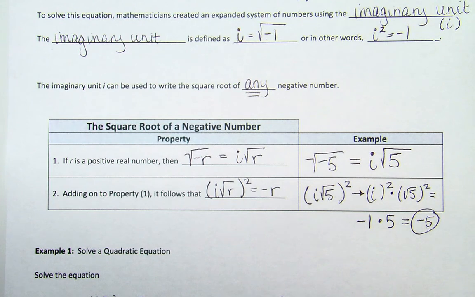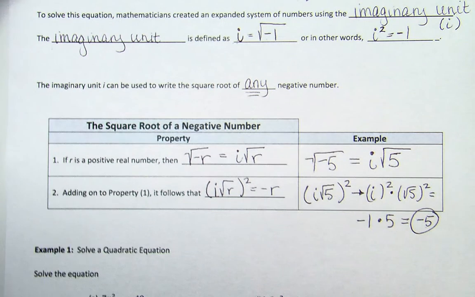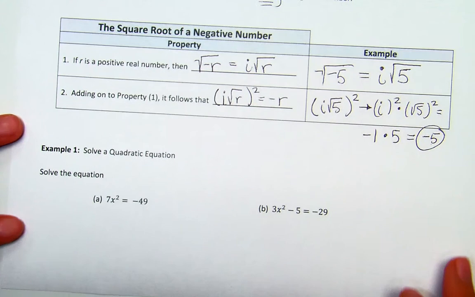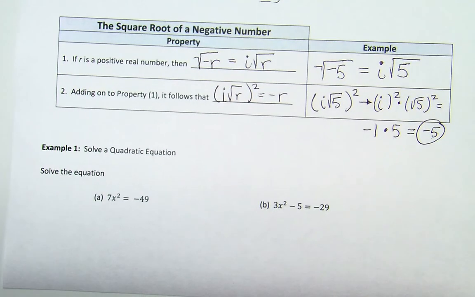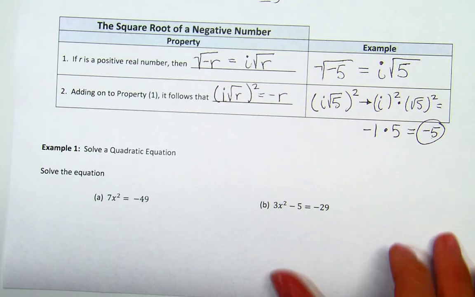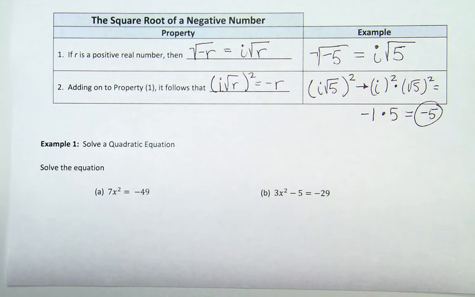Like I said, you don't have to remember those properties verbatim, but it is something that you're going to want to know in the back of your head as we start working with these imaginary units. So let's look at example 1 together. In example 1, they're wanting us to solve the following quadratic equations. Quadratic because we know that our x in this case is x squared. So let's look at letter A.